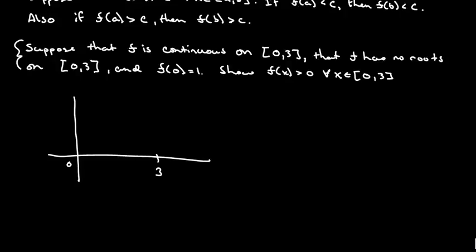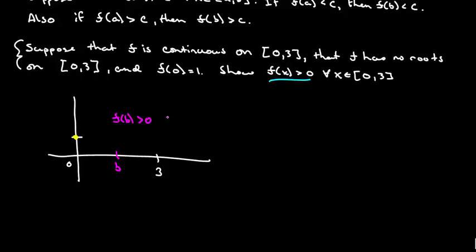And I also know, though, that it has no roots, meaning it never crosses this axis. Okay, and additionally, the function at 0 is up here at a height of 1. We need to show that no matter where we pick, any value, we're always above the axis. We're always positive. Well, let's pick an arbitrary value in here. Let's just call it B. And let's show that no matter what, f of B is greater than 0.